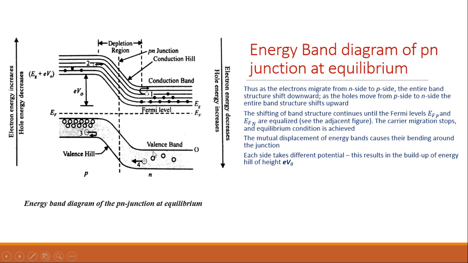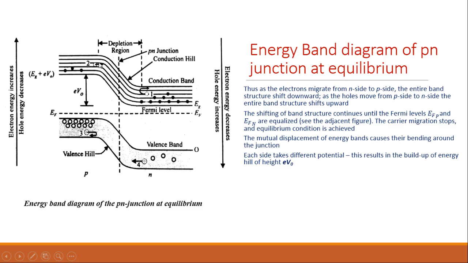Electrons in the conduction band of N region face a rising energy hill, which may be called a conduction hill. So, you can see an electron now, if it tries to go to the energy levels in P region, it cannot go because of this rising hill. So, this hill stops the diffusion of electrons from N region to P region.